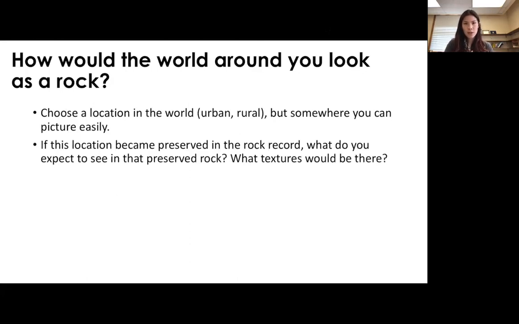And we want to ask ourselves this question: if this location became preserved in the rock record, what do you expect to see in that preserved rock? What textures would there be? So think about this now, come up with a hypothesis, and we will explore this question over the course of these 2 lecture series.